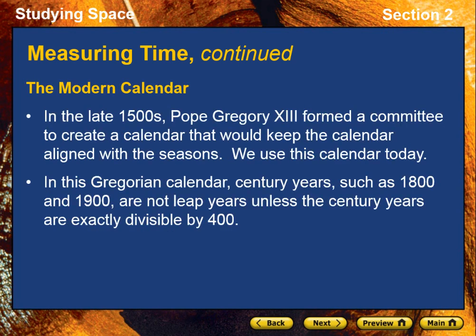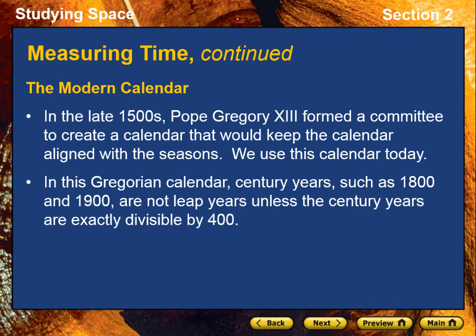The modern calendar. Because the year is not exactly 365 1/4 days long, over centuries, the calendar gradually became misaligned with the seasons. In the late 1500s, Pope Gregory XIII formed a committee to create a calendar that would keep the calendar aligned with the seasons. We use this calendar today.